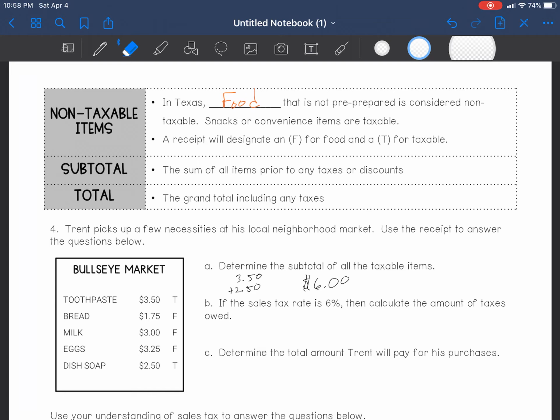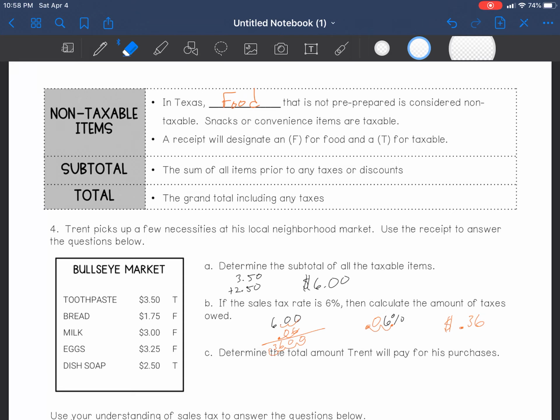Letter B. If the sales tax rate is 6%, then calculate the amount of tax owed. So the only amount we're going to use is the $6. That's 6%. We can't multiply by a percent. Got to make it into a decimal. 1, 2. So my decimal is 0.06. 0, 0, 6 times 6, 36. 1, 2, 3, 4. Our tax amount is 36 cents. All right, so we just answered letter B.